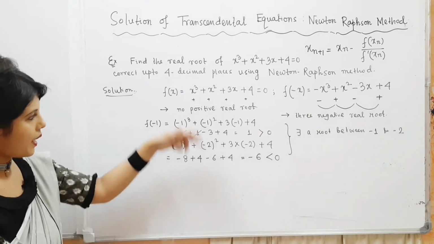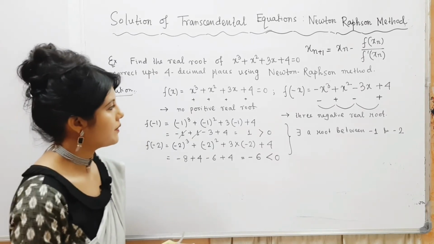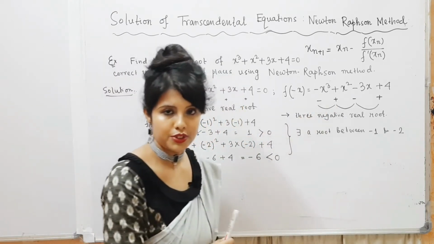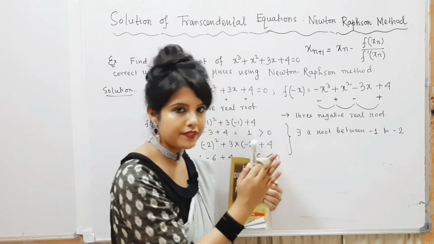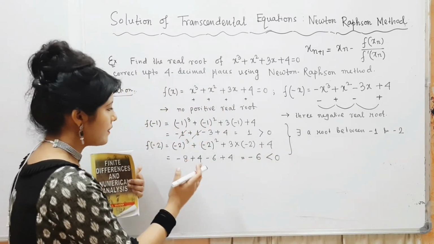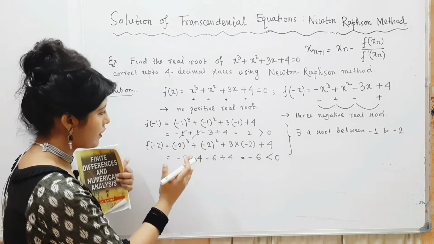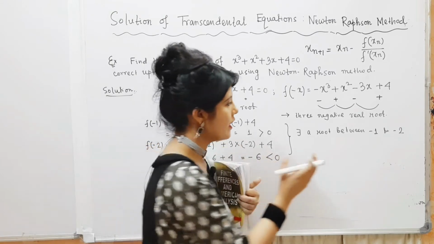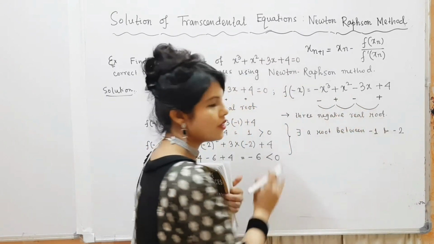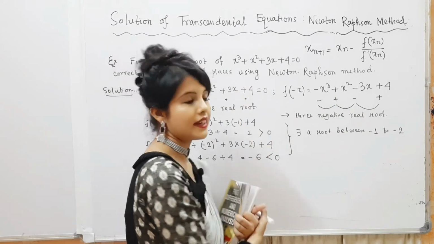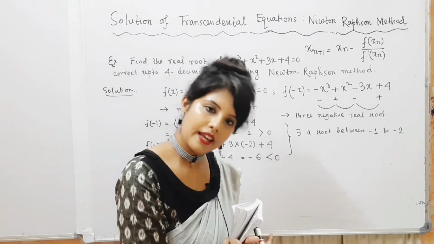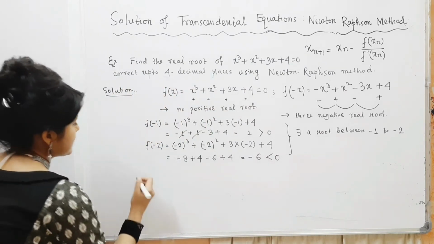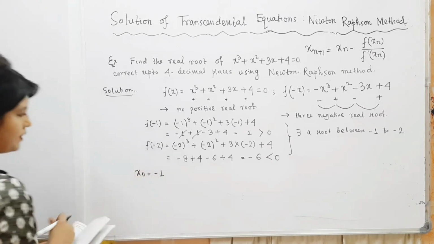So up to this step, what I have done is first find out the nature of the root, that is, there exists a negative real root. Then I found out the existence of the root in a range, between minus 1 and minus 2, where the negative real root of this equation should exist. So I have taken x0 equal to minus 1.